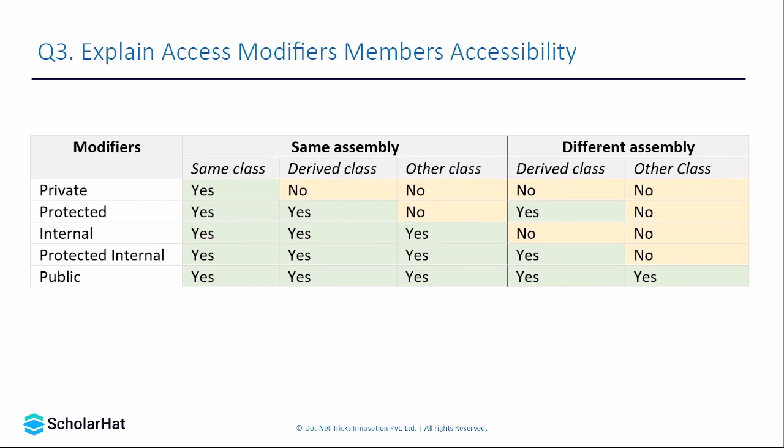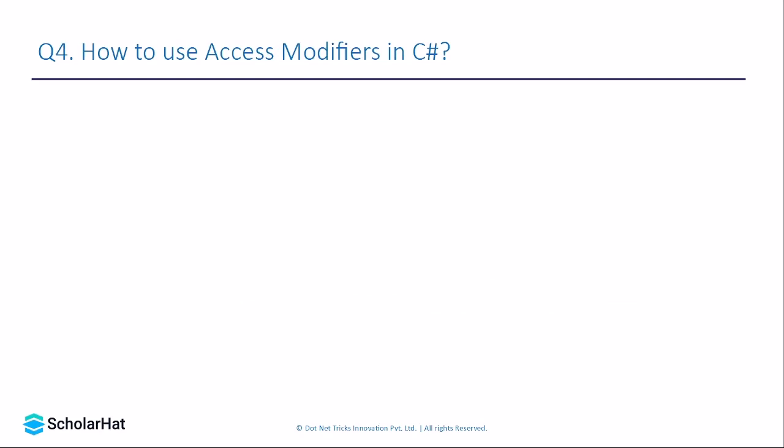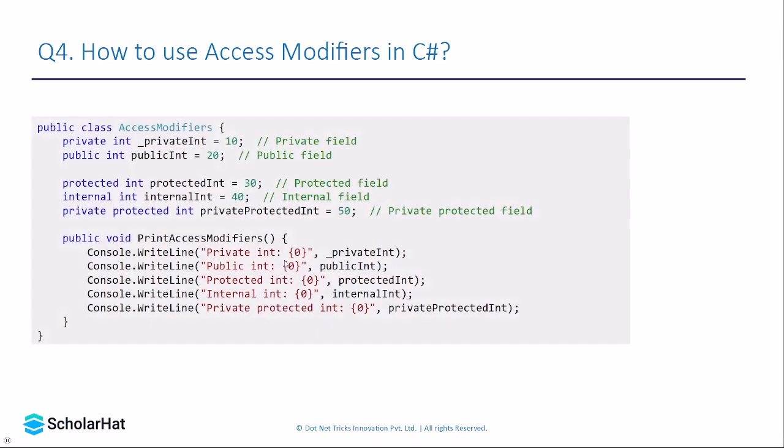Now let's move to our next topic, that is how to use access modifiers in C#. As I told you, whenever you write some code, you will come across this topic of how to use it, and that totally depends upon the business logic that you want to implement. So we'll give you a brief idea of how access modifiers are used in this slide. You can see that we have created a class named access modifier, and we have declared some fields like private int and public int. Again, we have created a few more fields: protected, internal, and private protected int.